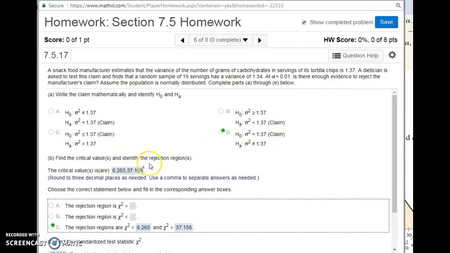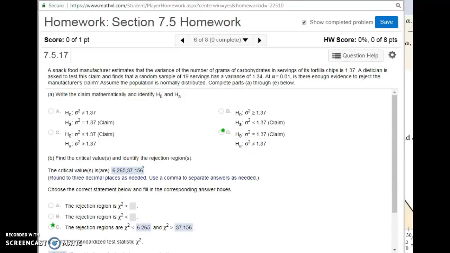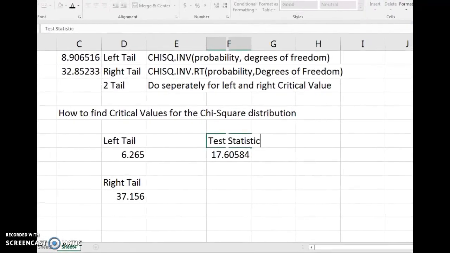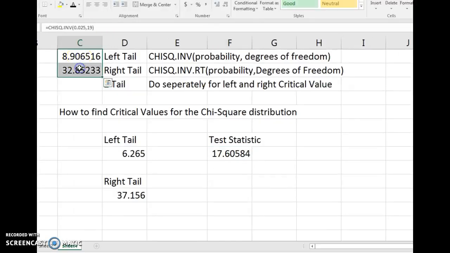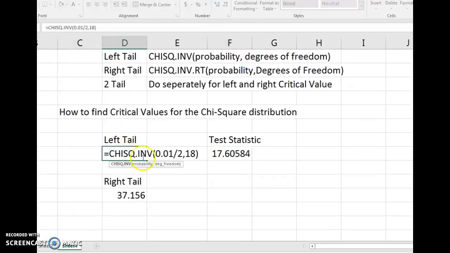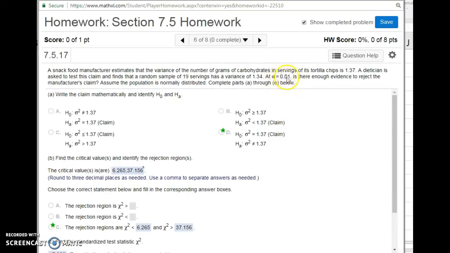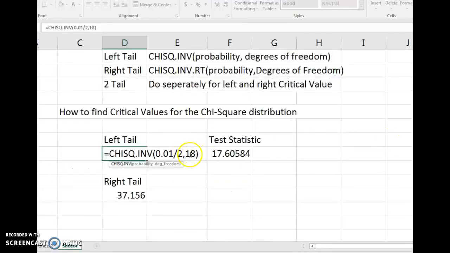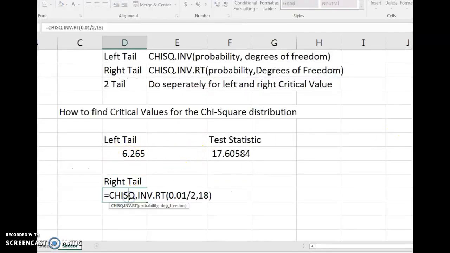So find the critical values, the rejection regions. We're going to use those formulas we just looked at here in Excel. And so for the left tail, we want just 1% in the tail. So I'm taking 1% and dividing it in half. We have a not equals to for our alternative, so it's a two-tail test. So divide how much we want in the tails in half. Our degrees of freedom is 1 less than the sample size. So again, we're dividing that percentage between the two tails. We had 19 in our sample, so 1 less is 18. So that gives us our left tail.